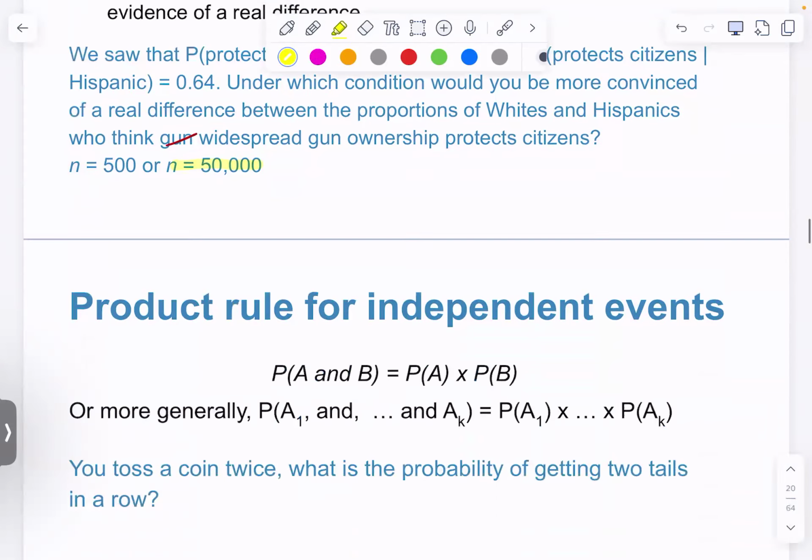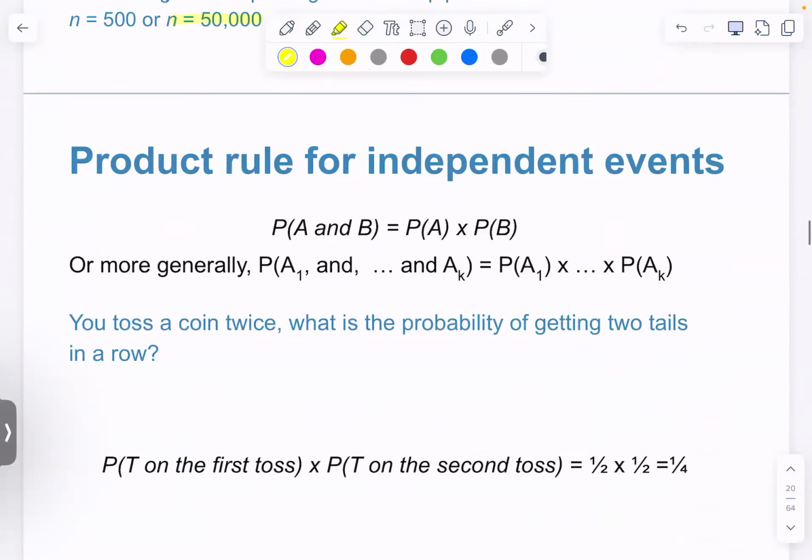I know, but we need to do this. We've actually already done the product rule for independent events with my slots, sort of. The product rule, so product is multiplication. The product rule for independent events says that the probability of A and B, so notice here I have an and, is going to be the probability of A times the probability of B.